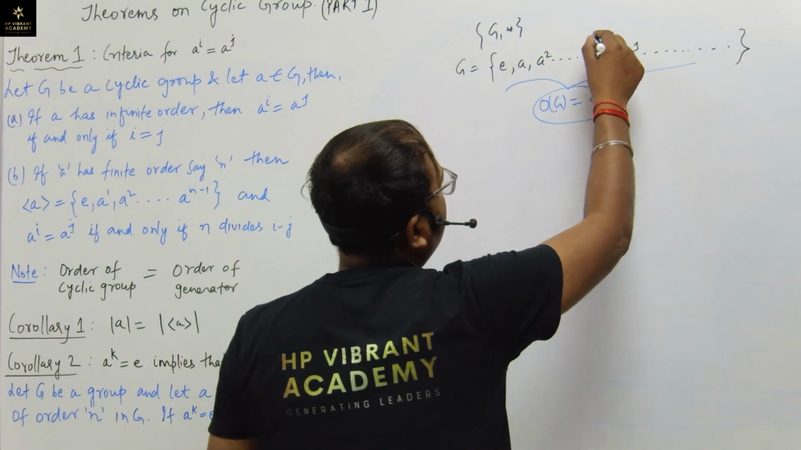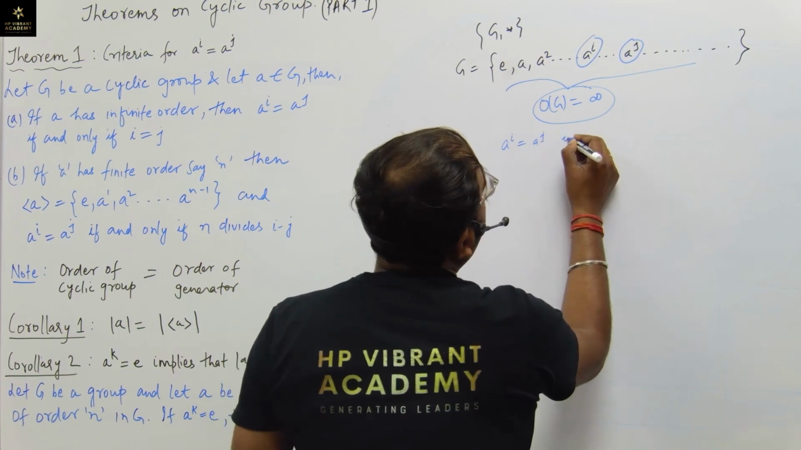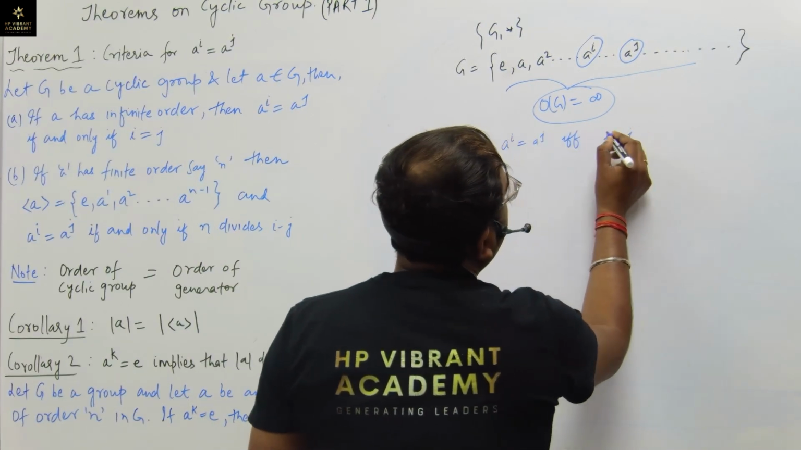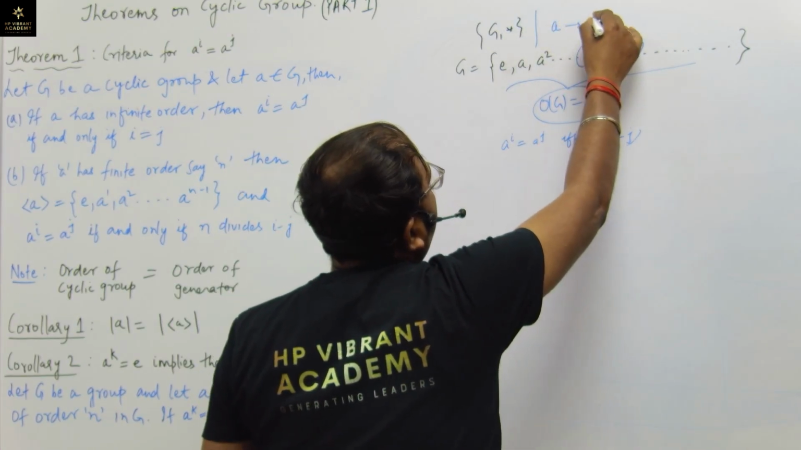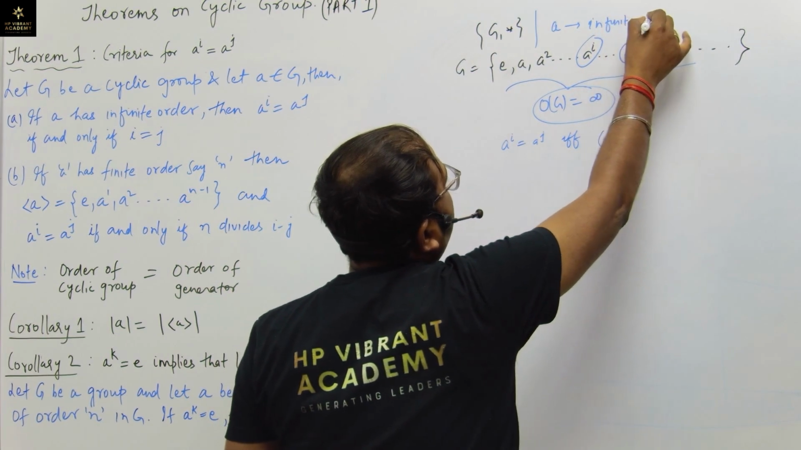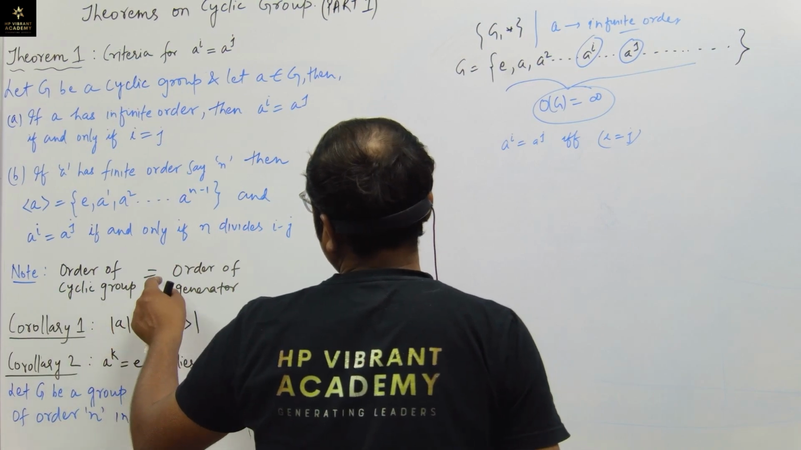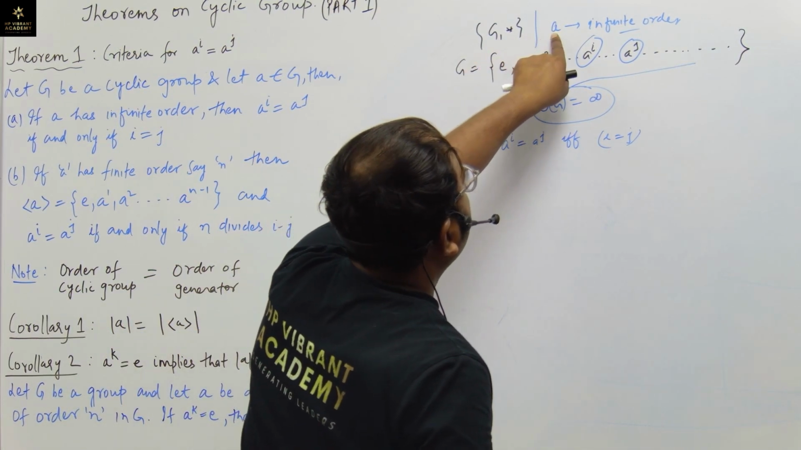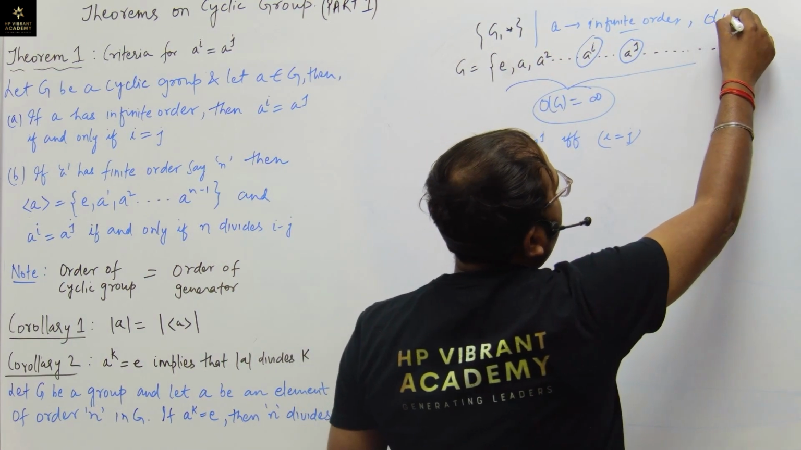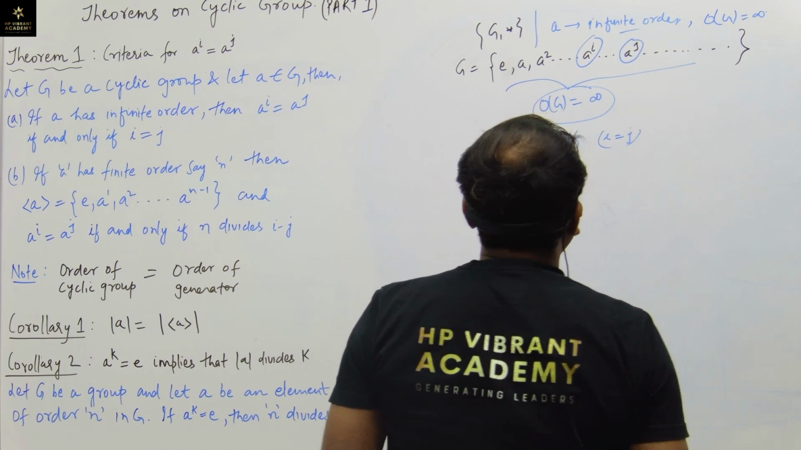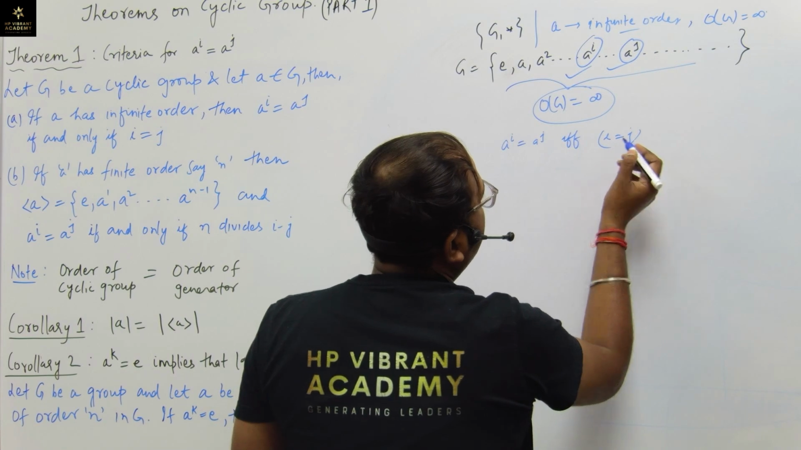So these two elements are equal: a^i is equal to a^j if and only if i is equal to j. Here we have considered a as of infinite order. By this expression, the order of a cyclic group is equal to the order of its generator. So the order of the generator is infinite, which means the order of group G is also infinite. So in the first case, a^i is equal to a^j if i is equal to j.